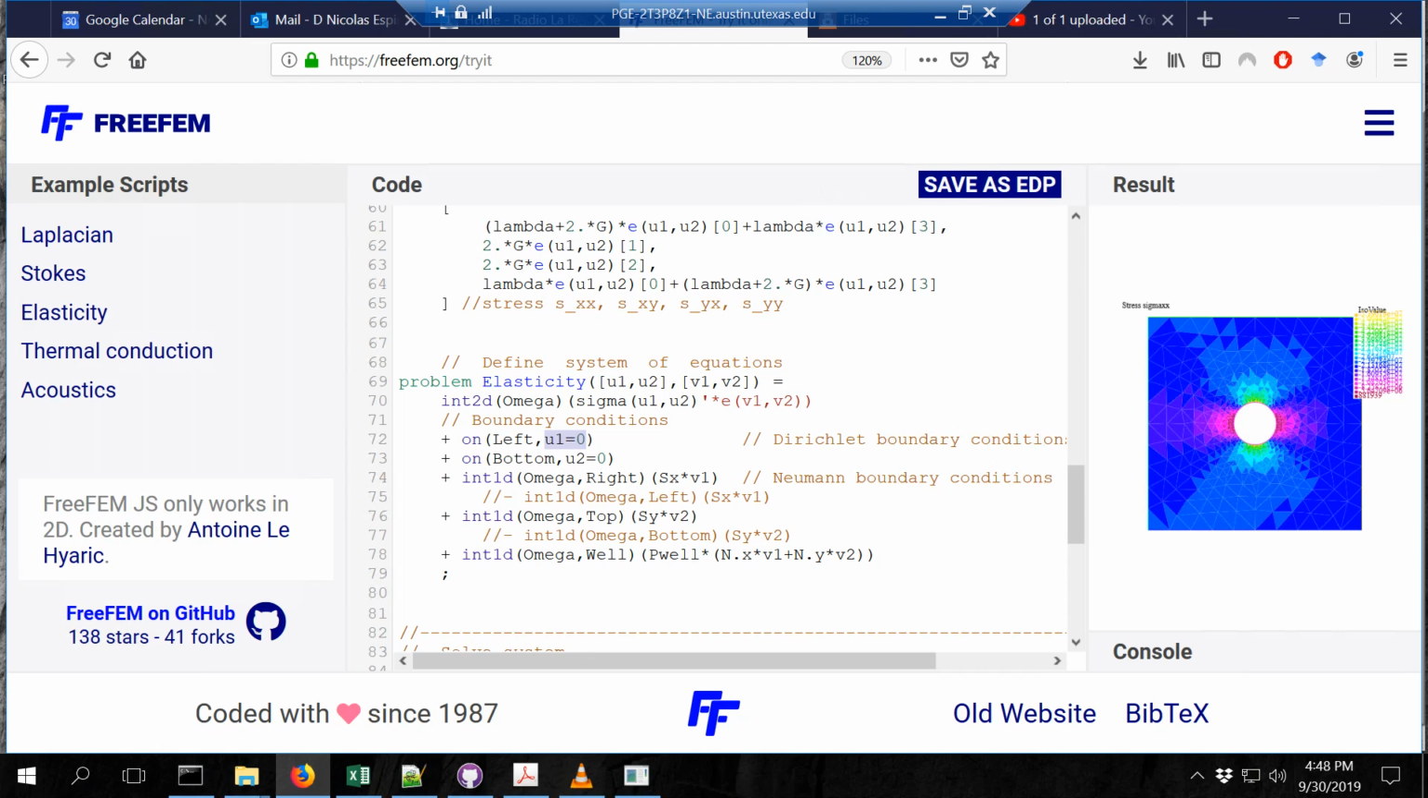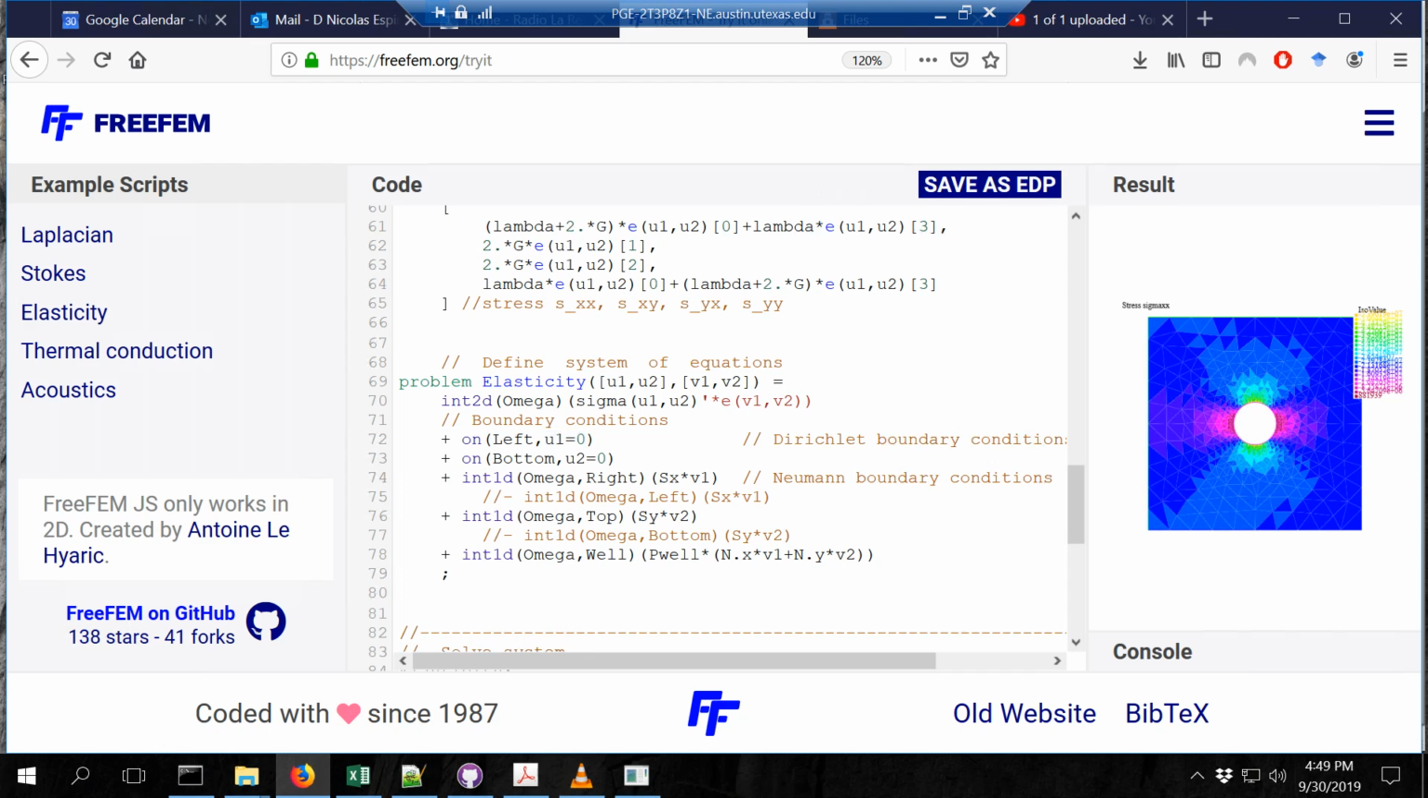And we also say that for the bottom, the direction 2 is constrained, so it's the same thing. We are not letting that boundary move down. All right? Those are the first two lines. Remember, Dirichlet boundary condition, you set the value of the variable at the boundary.